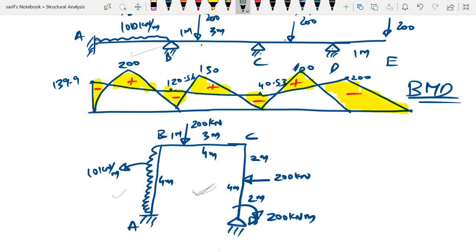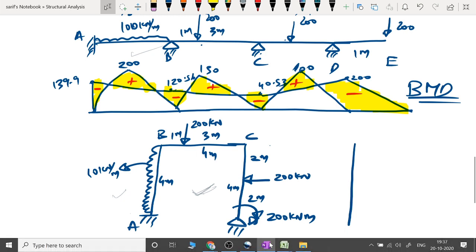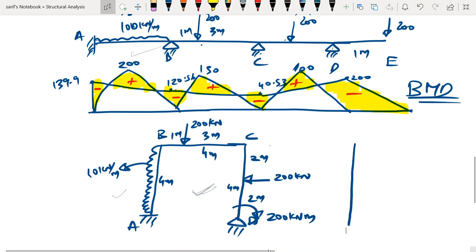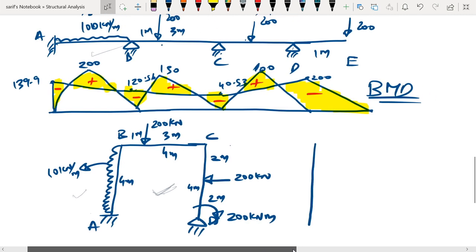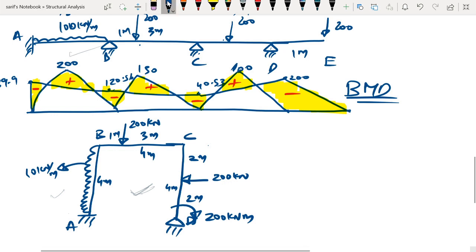However, once you are having the final results, to draw the bending moment diagram, it is slightly different. So what I will do is I will not do the analysis for this portal frame, but I will show how to draw the bending moment diagram and what is the difference in it. So let us see how to draw the bending moment diagram for this case.